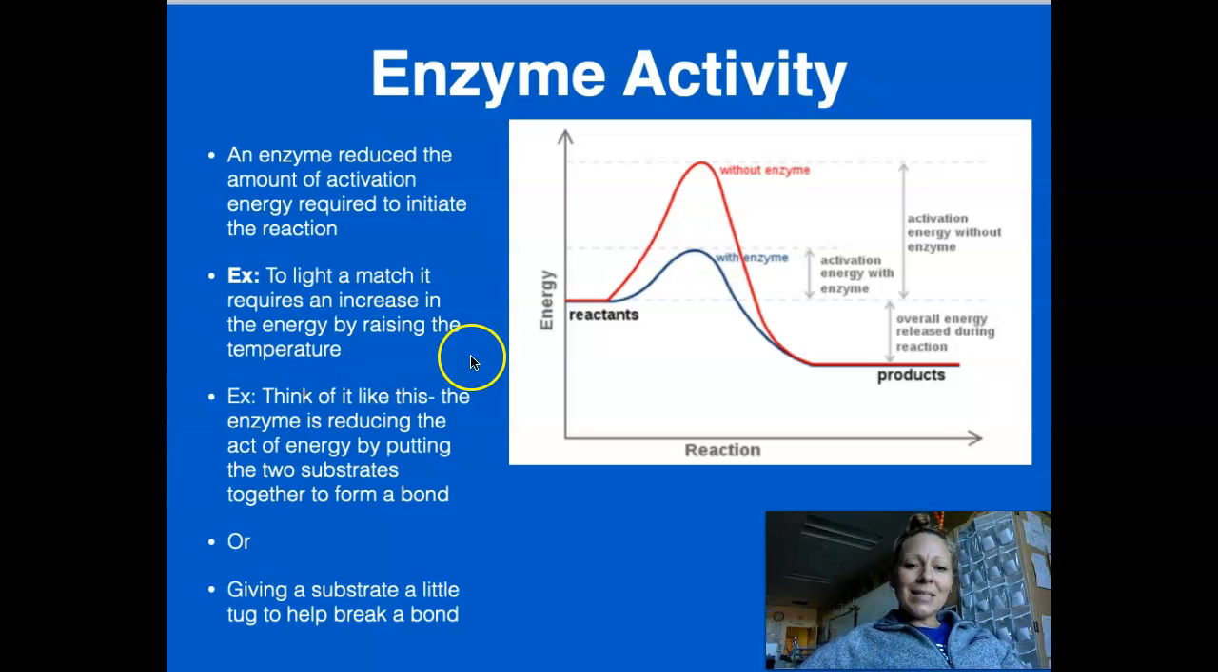And so that is the activation energy. It is going to put those molecules together so that the reaction can happen, or give a little tug so that it can have less energy in order for the chemical reaction to proceed. And so this line right here represents the activation energy without the enzyme. So it's going to take more activation energy without the enzyme, and less activation energy with the enzyme.